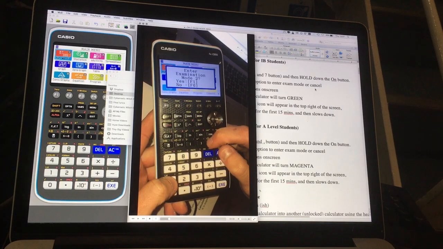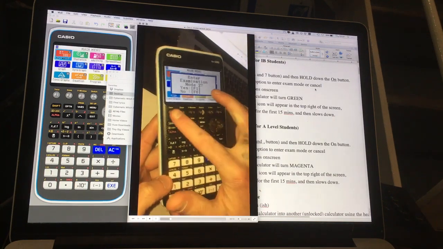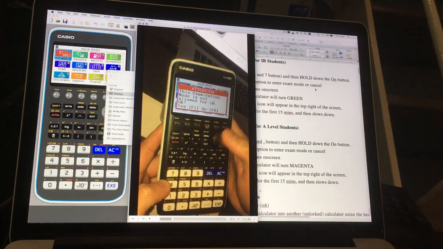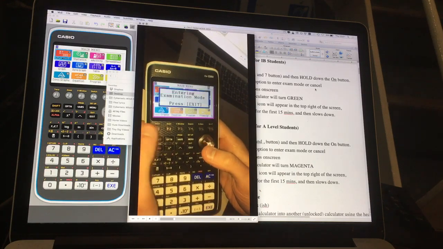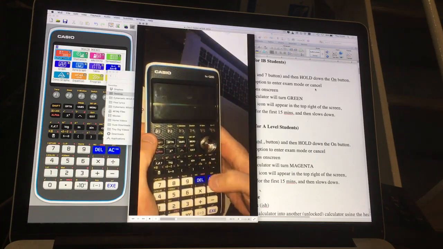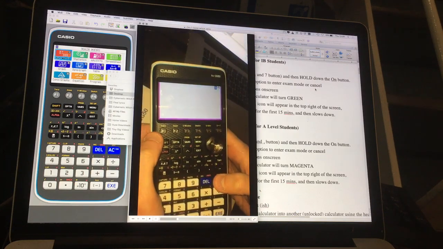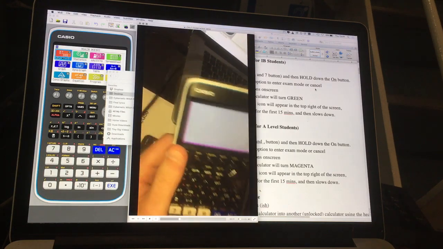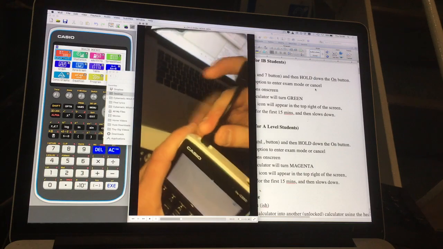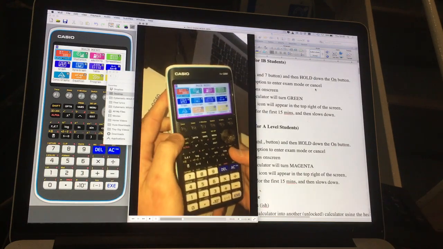You push the U and the K buttons, which is what I'm doing there, and it's the same option as you see for exam mode 1. Push yes. It gives you a warning about it not being available for IB. And exam mode 2 has that magenta border, whereas yours will now have a green border, I think. Okay, so how do you get it out of exam mode?